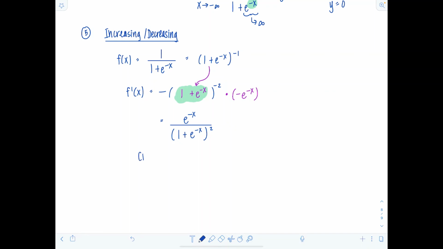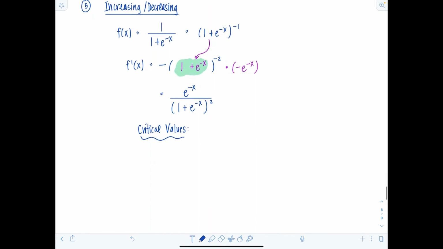All right, let's see about critical values. They come from two places: where f prime of x equals 0. That would mean e to the negative x equals 0. That's impossible, right? Exponential functions do not equal 0. So there's none there. The other place where we get critical values is where f prime of x does not exist. That would mean 1 plus e to the negative x squared equals 0, which would mean e to the negative x is negative 1. Again, that's not possible. So there's no critical values.